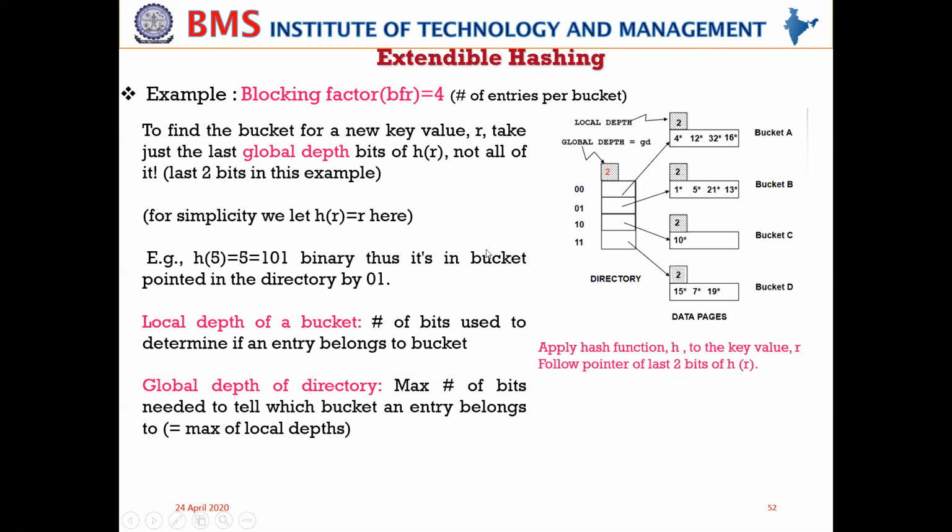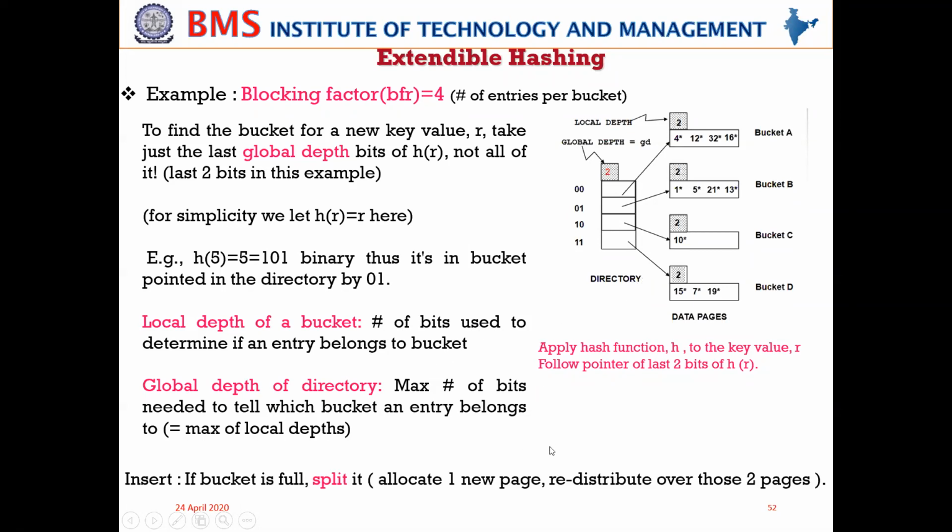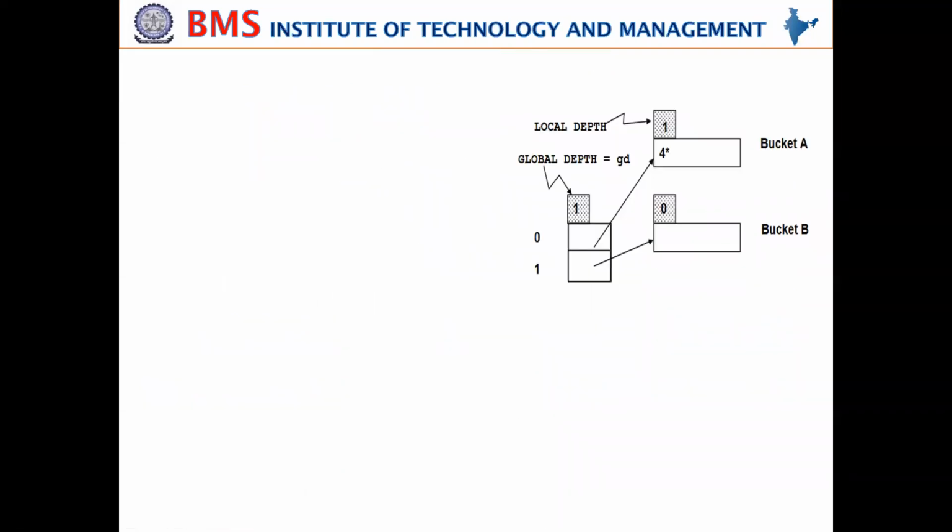So these are the basic assumptions we are going to make, and these are the different terminologies we will be using in the further examples. As I told you, suppose you are trying to insert some values into bucket A or bucket B. If you try to insert and the bucket is already full, and the additional record you want to insert produces the same address as bucket A and B, then you need to split the buckets. We'll see how to split the bucket and how to do the insertion, all these operations, in the next slide.